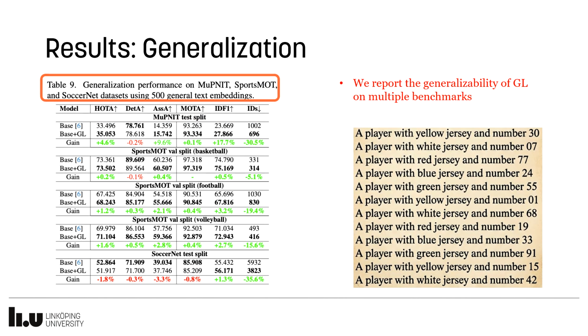To see if our method can generalize to other datasets, we have performed tests on MuPNIT, SportsMOT, and SoccerNet using 500 generic text descriptions to act as our centroids. These descriptions use the 5 most common jersey colors and numbers between 0 and 99. For metrics, we use the standard MOT metrics.